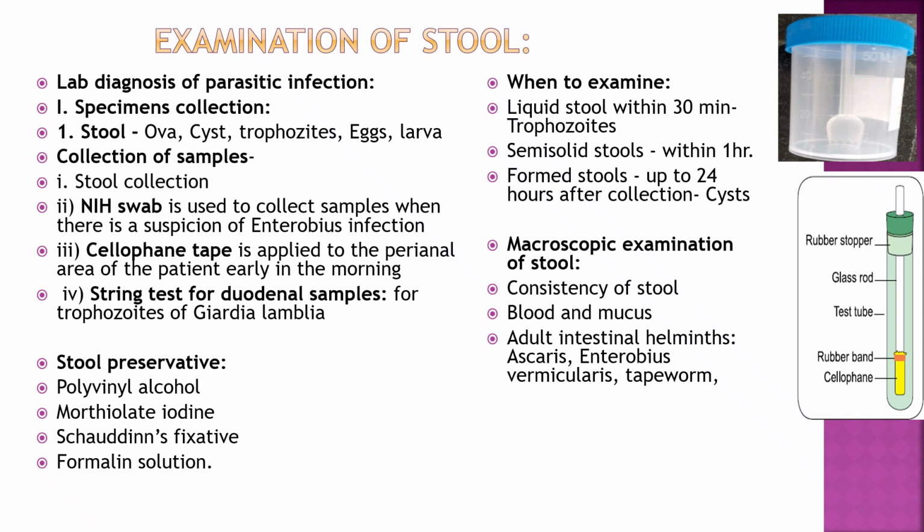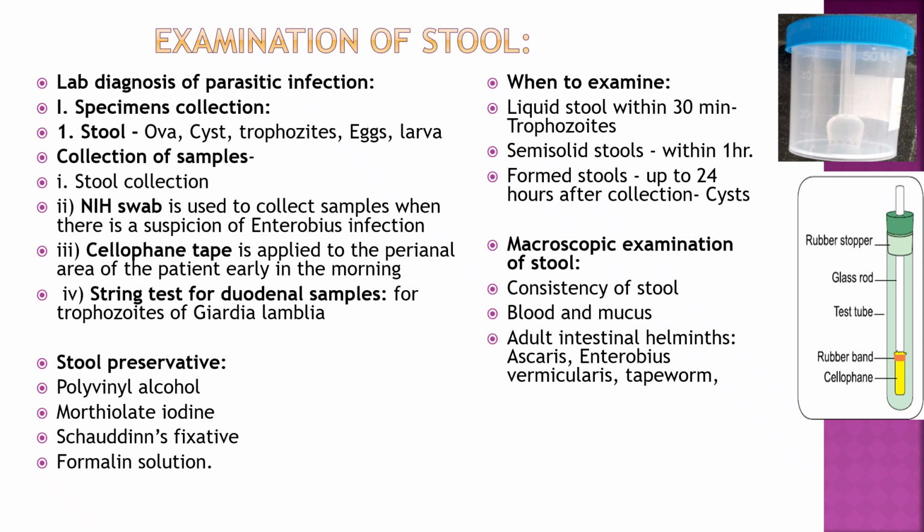Then after that, stool preservation can be done in polyvinyl alcohol, merthiolate iodine formalin, Schaudinn's fixative or formalin solution. So this is a stool container: a plastic, sterile container with a spoon attached to the lid of the container.